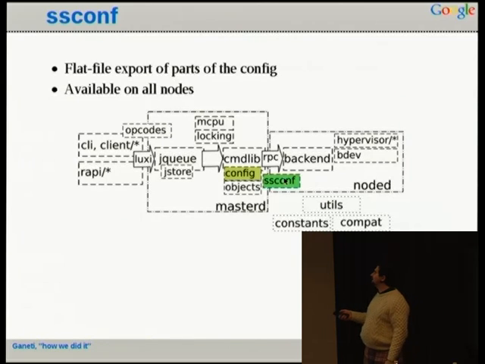So this is basically information that all the cluster needs, and not just the master daemon and the master candidates to actually restart the service, but anything that virtual machines need to access, like keys that are shared and things like that.